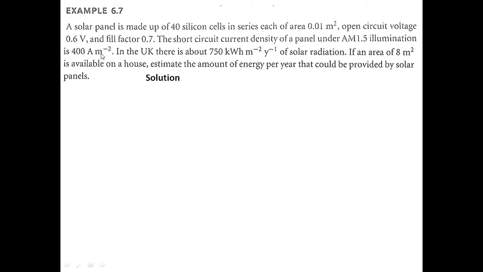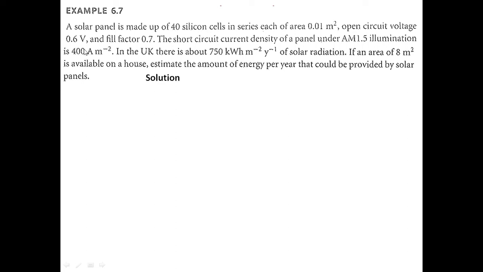So when you go and buy a solar panel, these are the parameters given by your vendor. From wherever you buy the solar cell, these parameters are always given. This is the number of cells, this is the open circuit voltage, this is the fill factor, and this is the current density measured under AM 1.5 illumination. This is a standard way to find out your current density.